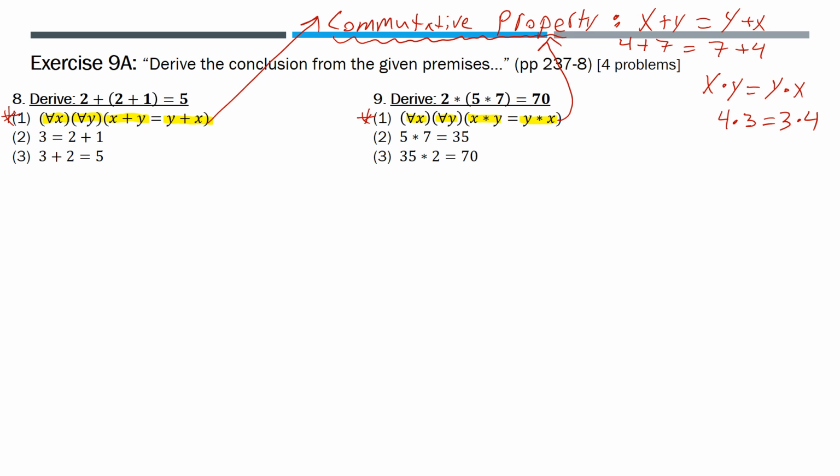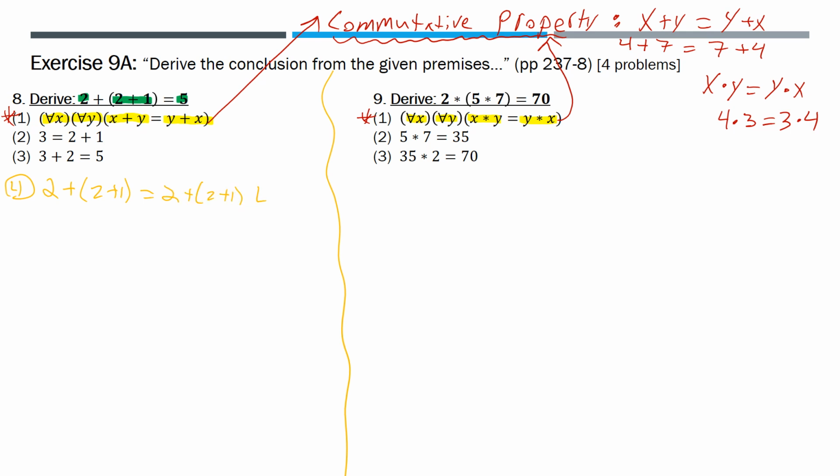For number 8, we want to derive that 2 plus the quantity 2 plus 1 is equal to 5. The first thing we'll do is state that 2 plus the quantity 2 plus 1 is equal to 2 plus the quantity 2 plus 1, because that's a logical truth. It's a tautology. So for line 4, we can get 2 plus the quantity 2 plus 1 is equal to 2 plus the quantity 2 plus 1. And that's simply a logical truth. We then have to work on that right-hand side to get the number 5.